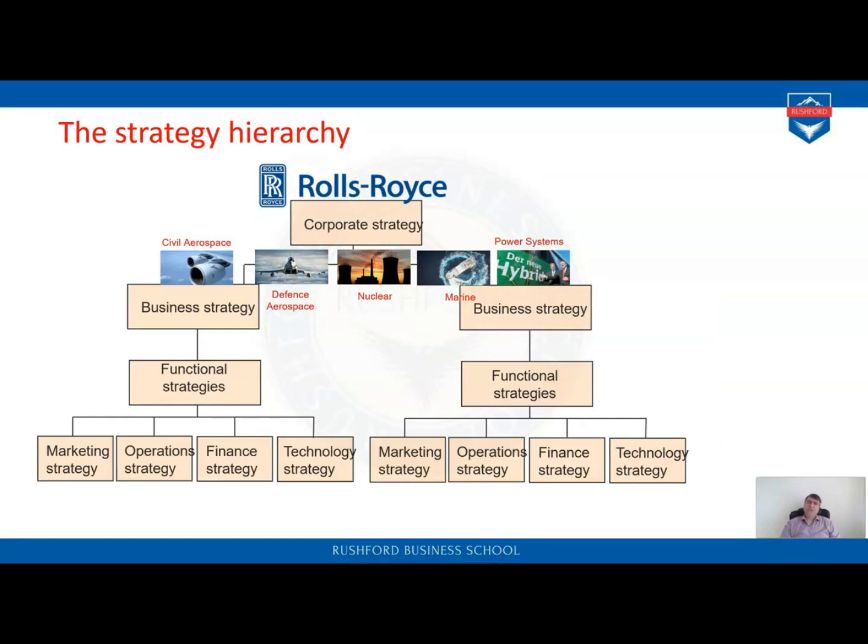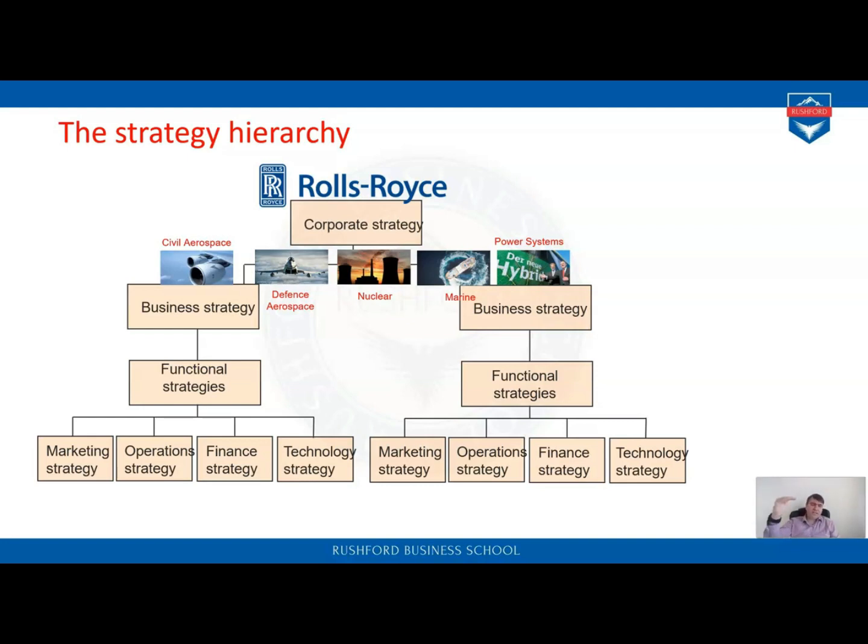Here's the Rolls-Royce strategy hierarchy. For example, corporate strategy: they've got a different, bigger picture of corporate strategy for all of Rolls-Royce's businesses, like civil aerospace, defense, nuclear, marine, power systems, etc. They've got a big picture for the corporate, and then they've got business strategy for each business, and then they've got functional strategies like marketing strategies, operations strategies, finance and technology strategies, if you can see.